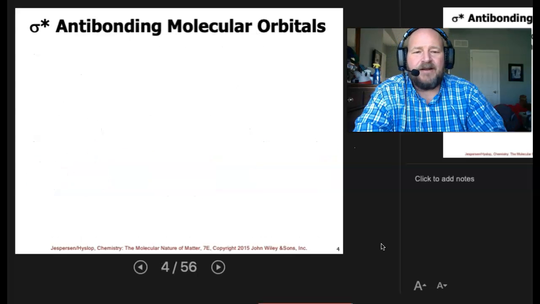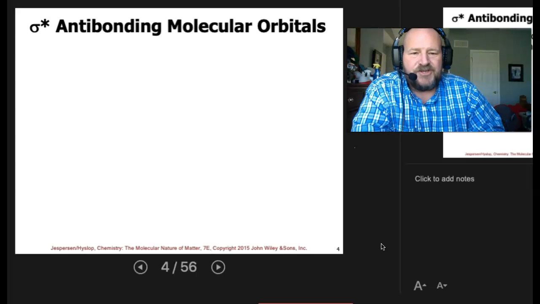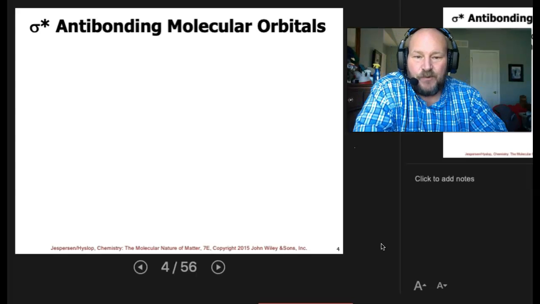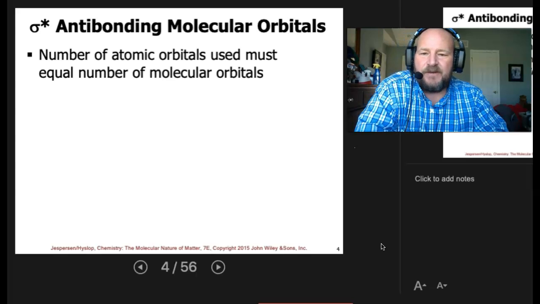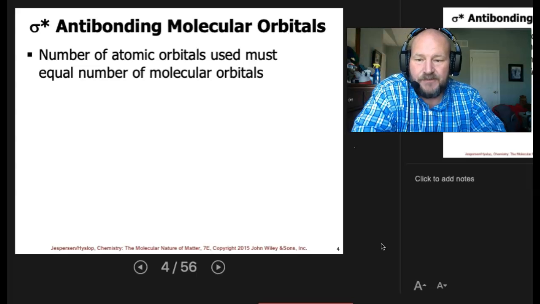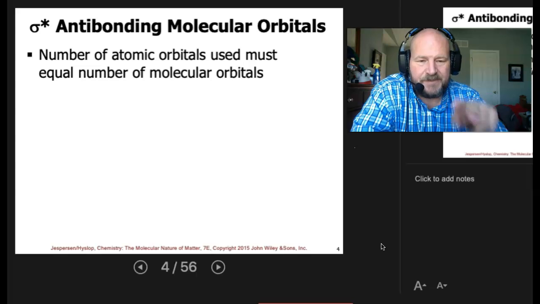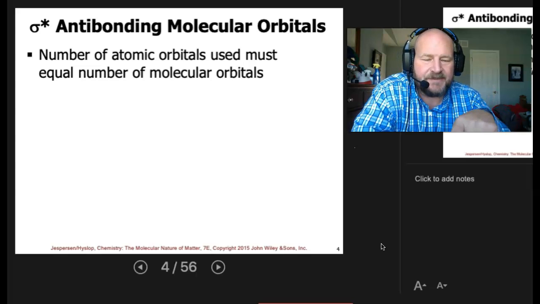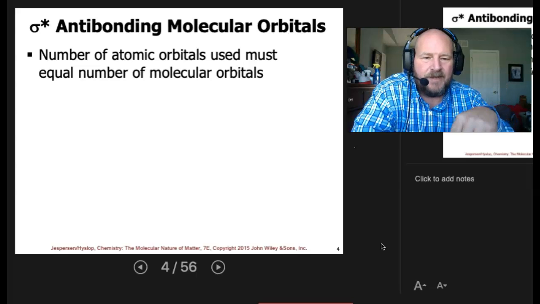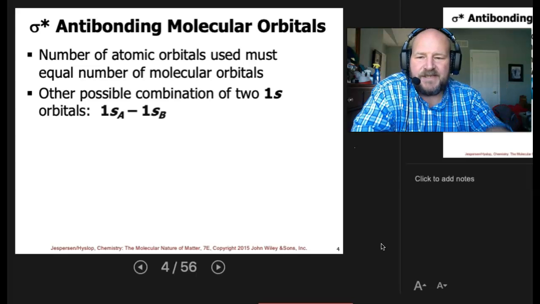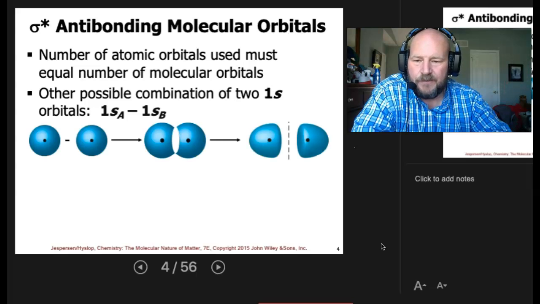Now, that also means that when we generate a bonding orbital, we're going to generate what's called the antibonding, or sigma star, molecular orbital. The number of atomic orbitals must equal the number of molecular orbitals. So if I have two hydrogen atoms, each bringing a 1s orbital, then there have to be two orbitals in the MO, and that means we're going to have one bonding orbital and one anti-bonding orbital.